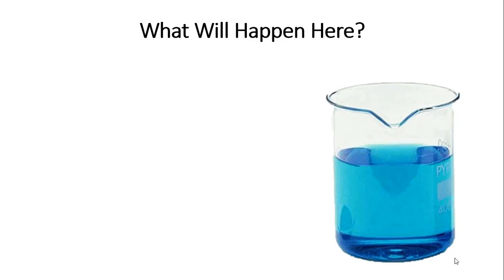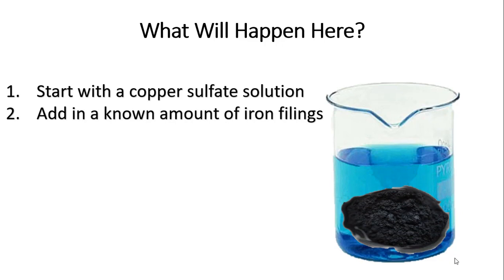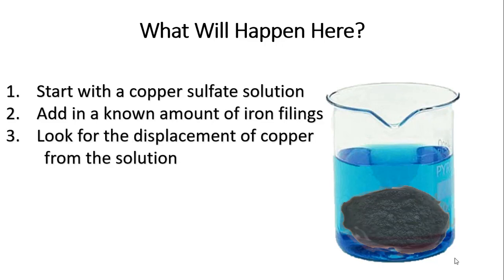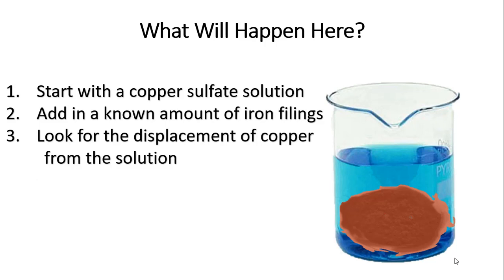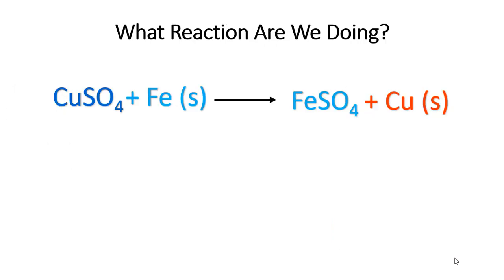All right, so what's going to happen here? So I have here a solution of copper sulfate, and then add a known amount of iron filings. So iron filings are just really black powder. So I add a known amount of that, and then I'm going to heat this up, and then I'm going to look for the displacement of copper. You can see the change here. So that iron is actually going to displace the copper from the copper sulfate solution, and the copper, elemental copper, is going to precipitate out of solution.